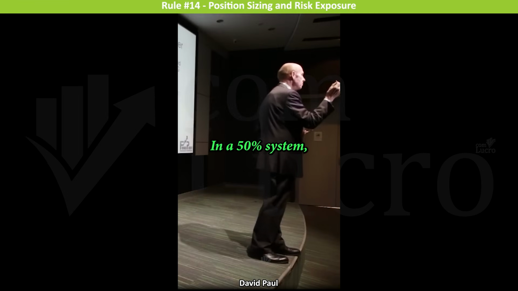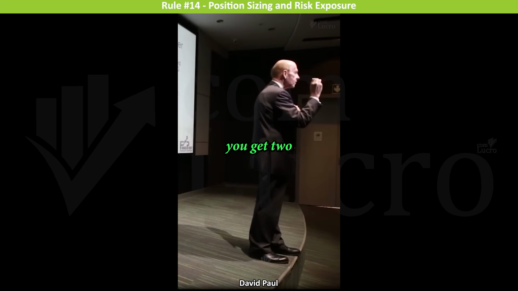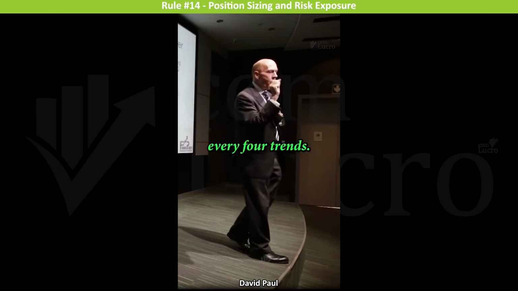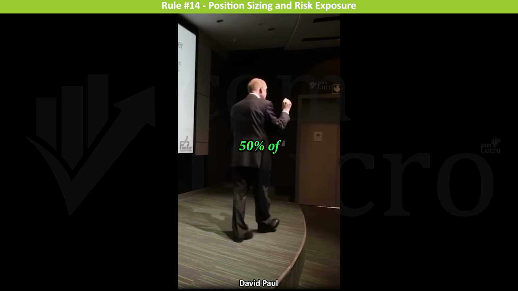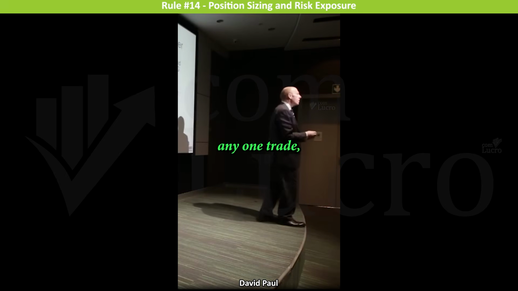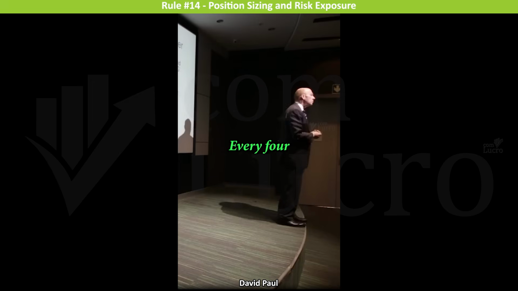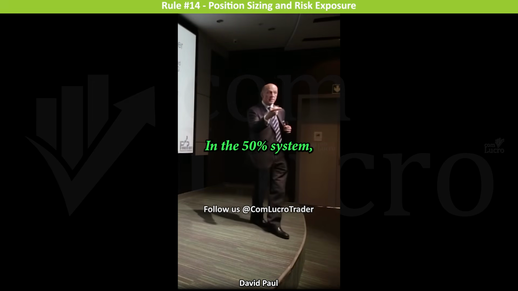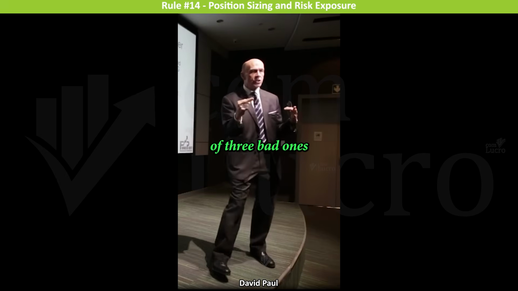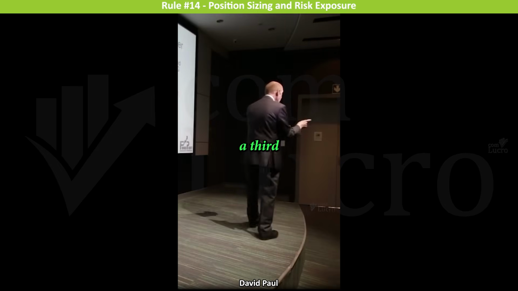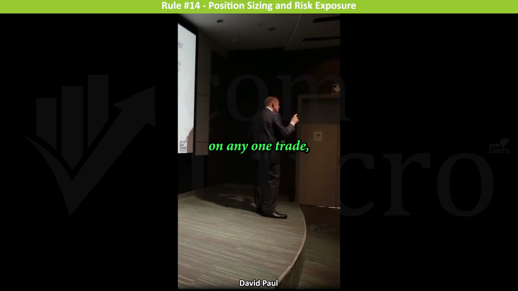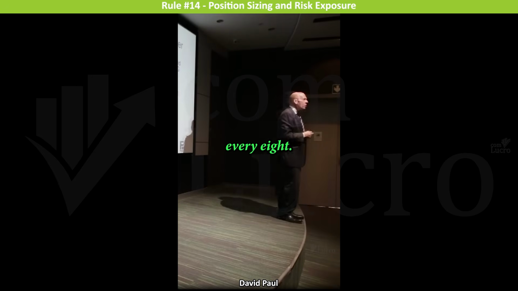In a 50% system, unfortunately, you get 2 bad ones every 4 trades. Ladies and gentlemen, if you were to bet 50% of your coins on any one trade, you go bankrupt every 4. Gets worse. For 8 trades in a 50% system, you have a cluster of 3 bad ones in a row. That means, ladies and gentlemen, that if you were to bet 1/3 of your coins on any one trade, you go bankrupt every 8. And most people go bankrupt because they bet far too much on any one single trade.